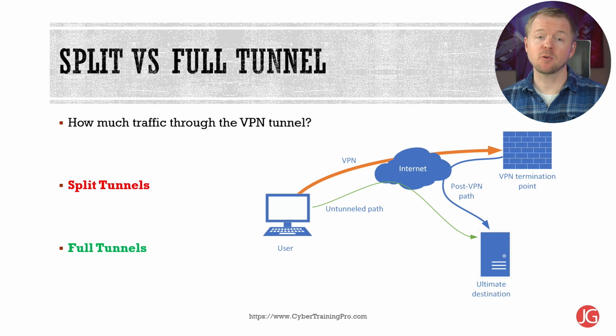Full tunnels, on the other hand, force all traffic to use an encrypted tunnel when a user is connected to a VPN. A downside of full tunnels is that all that traffic has to get encrypted and decrypted potentially a few times, and speed is definitely going to suffer.